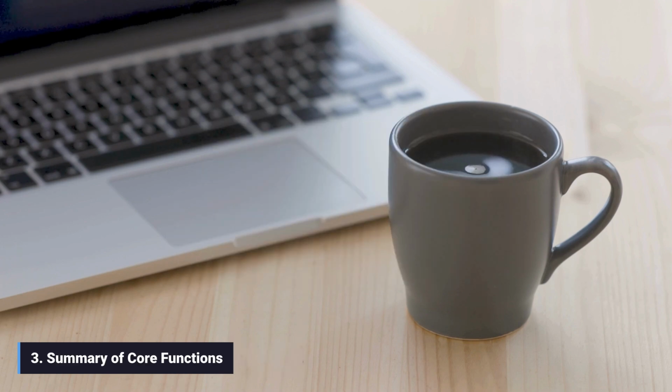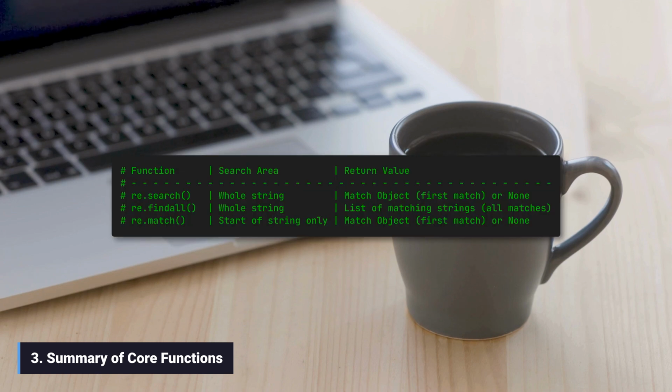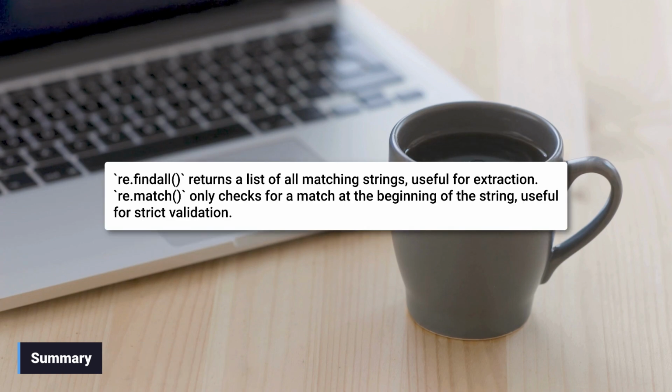3. Summary of core functions. To summarize the three search functions: know your goal. Search for the first, find all, or check the start.